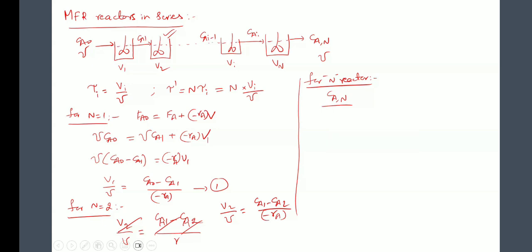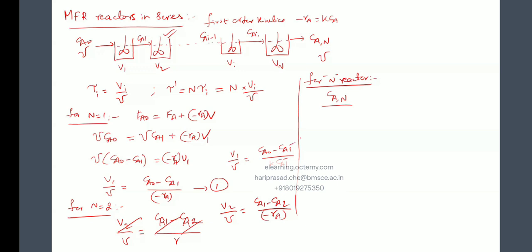Okay, so I will do some more simplification here for the nth reactor, for the first reactor. I will consider first order kinetics. What is the rate equation for first order kinetics? It is K Ca power 1, right? So here I will take K Ca power 1. So that is V1 by volumetric flow rate is equal to Ca0 minus Ca1 divided by K into Ca1. You are having Ca1 and Ca1 both, so take out common, do cross multiplication and rearrange the expression.